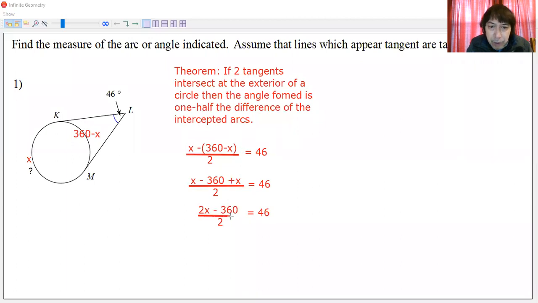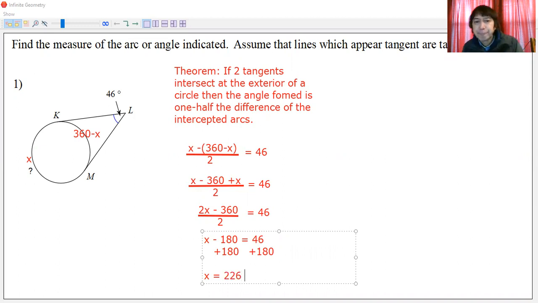Okay, so 2x is divisible by 2. 360 is divisible by 2. So the equation simplifies to x minus 180 equals 46. We proceed by the addition property: add 180 to both sides of the equation, and x is found. X is equal to, how much is that? 6, 12, that looks like 226. 226, yes. 226 degrees. There. All right, so that will be the answer.